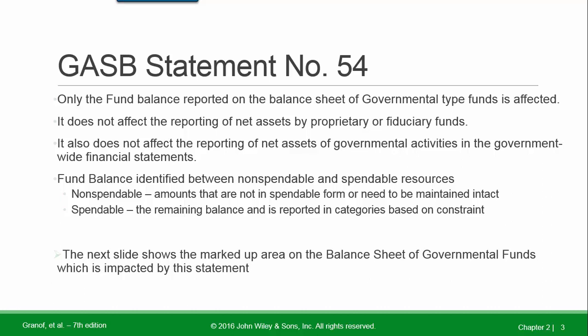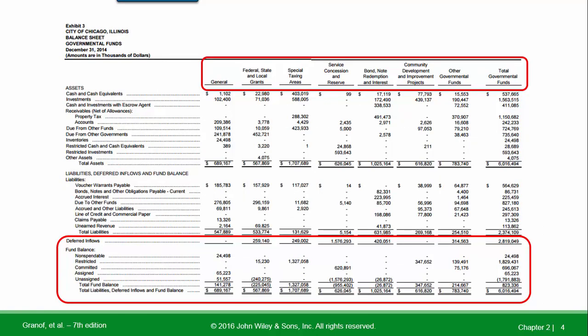The next slide shows the marked up area of the balance sheet of governmental funds, which is impacted by this statement. You see that we have assets equal liabilities and deferred inflows and fund balance. Under fund balance, you see the 5 GASB Statement 54 classifications: non-spendable, restricted, committed, assigned, and unassigned, to achieve the total fund balance.